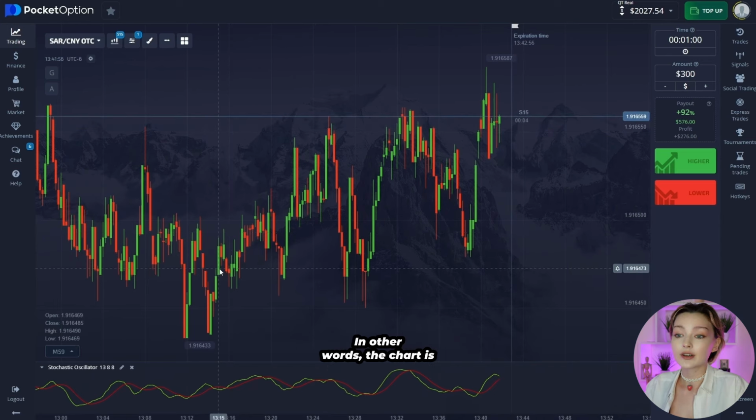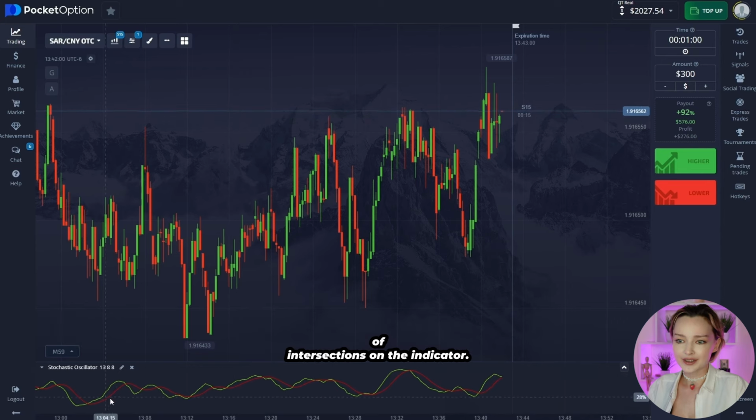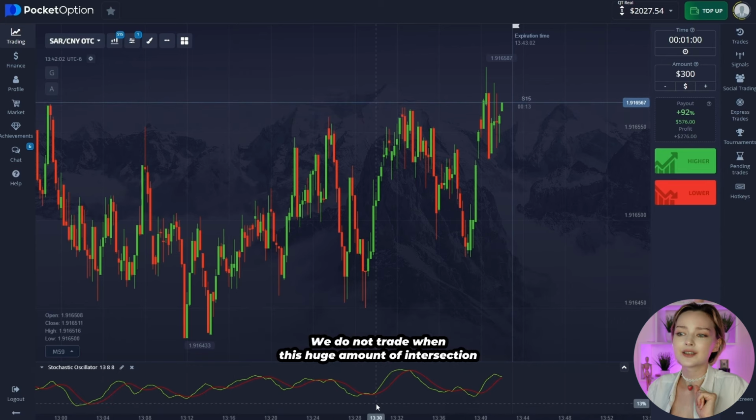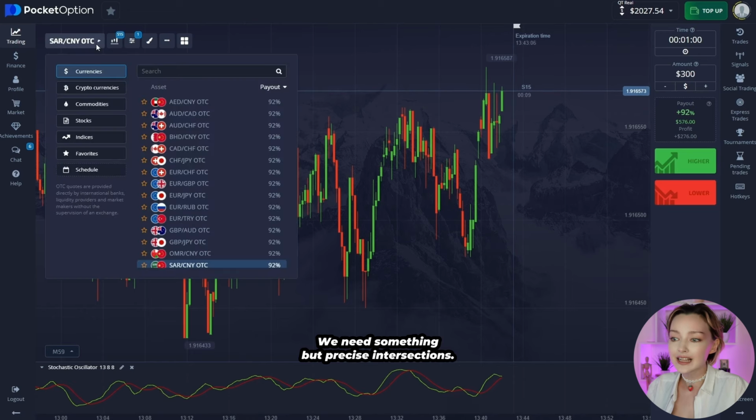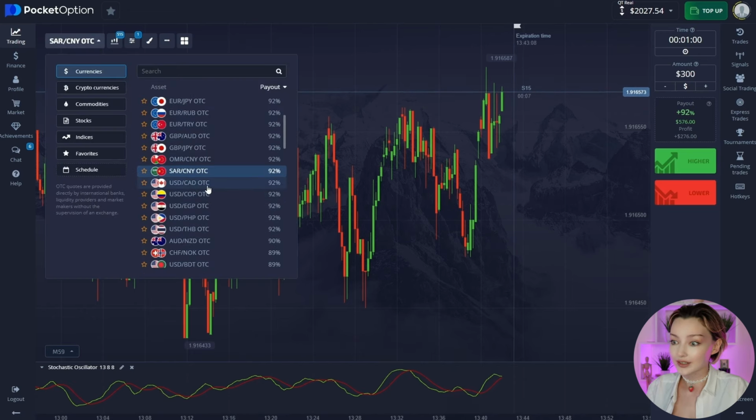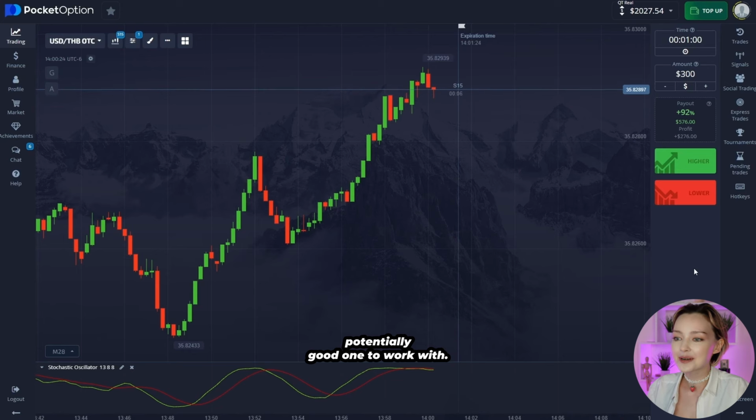In other words, the chart is moving sideways in a flat motion. Meanwhile, there's a whole bunch of intersections on the indicator. We do not trade when this huge amount of intersections occurs because these signals are not going to be accurate. We need seldom but precise intersections. And here's the next case, a potentially good one to work with.